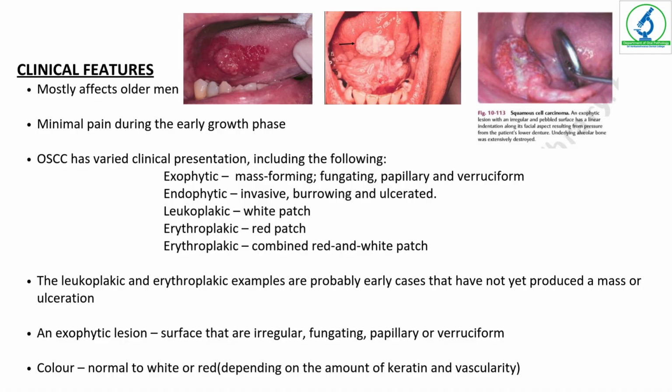Leukoplakic, white patch. Erythroplakic, red patch. Erythroleukoplakic, combined red and white patch. The leukoplakic and erythroplakic examples are probably early cases that have not yet produced a mass or ulceration.